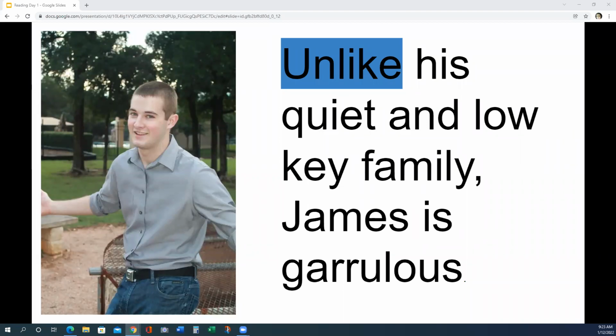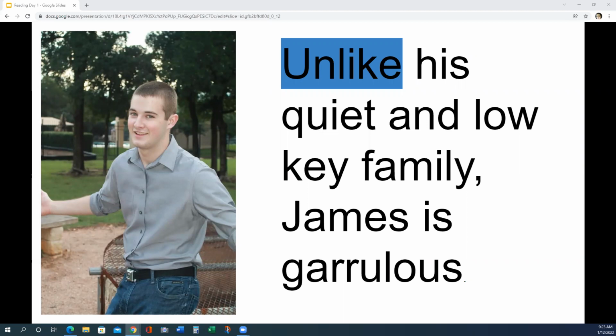Unlike his quiet and low-key family, James is garrulous. So here's one of those opposite words, unlike. Did you know what the meaning of garrulous was when you read this sentence? I didn't. But if I break it down and think about it, and I see that they use that word unlike, they're saying that he is unlike his quiet and low key family. So he is different than quiet and low key.